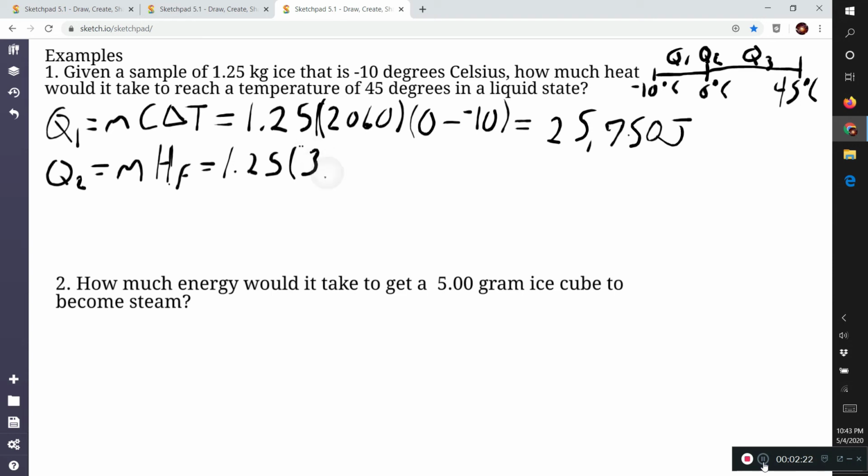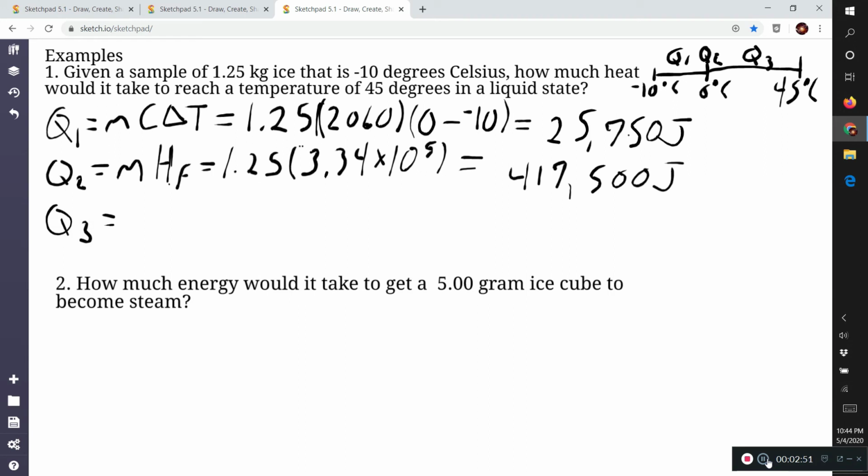3.34 times 10 to the 5th joules per kilogram. So we multiply that and we get 417,500 joules. So it takes considerably more energy, like 20 times the energy, probably not that, but close to it, to just cross that barrier as opposed to go from -10 degrees to 0 degrees.